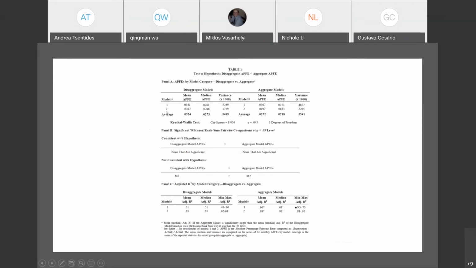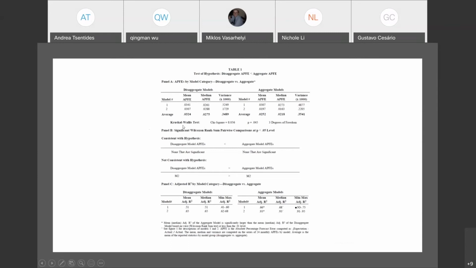The second model, interestingly enough, looks like there is more error in the disaggregate model than in the aggregate model. So we compare the numbers here for model number 2. It looks as if the aggregate model was better at predicting in this case, which is a little bit contrary to what the previous research was suggesting and to what their hypothesis was. And we see that in the average error.